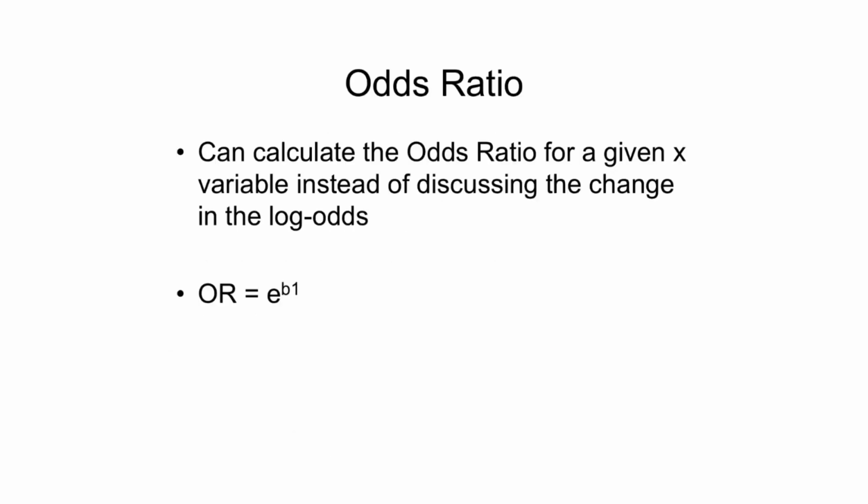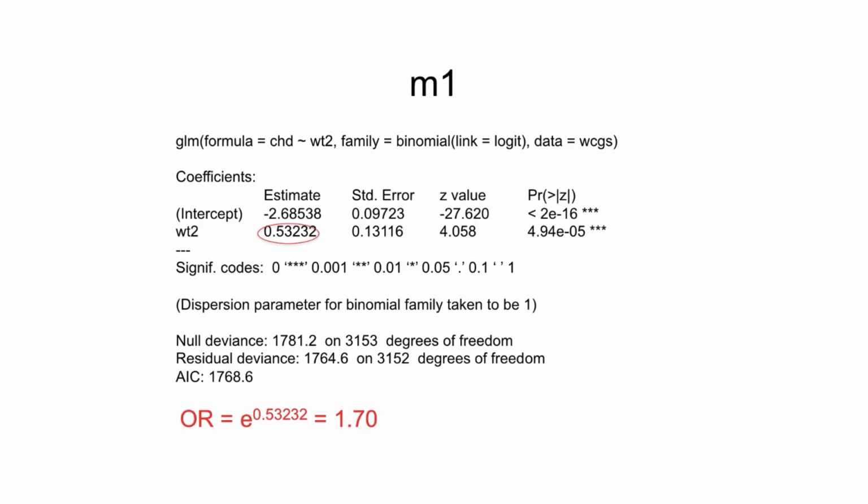So our coefficients in logistic regression output refer to the log odds of an outcome, but the log odds are not the most intuitive to understand. So we can instead calculate the odds ratio for a given x variable instead of discussing the change in the log odds. To do so, we simply exponentiate our beta 1 coefficient. This converts the log odds to an odds ratio. If we exponentiate the coefficient for weight, this gives us 1.70.